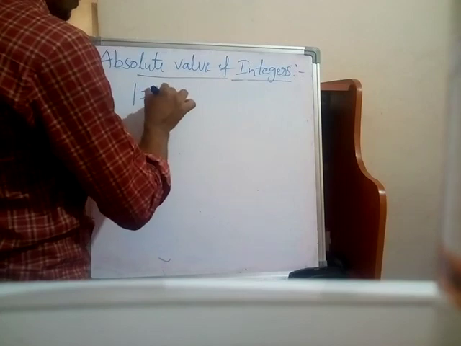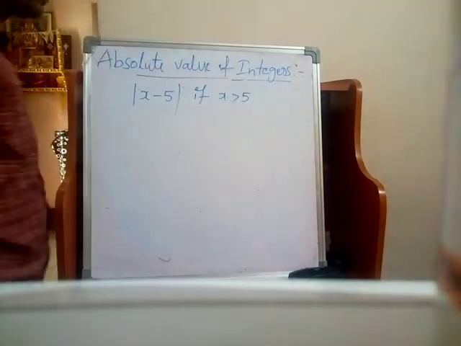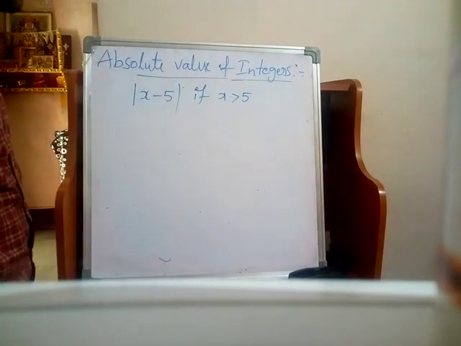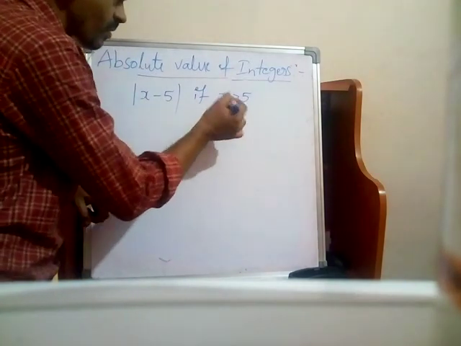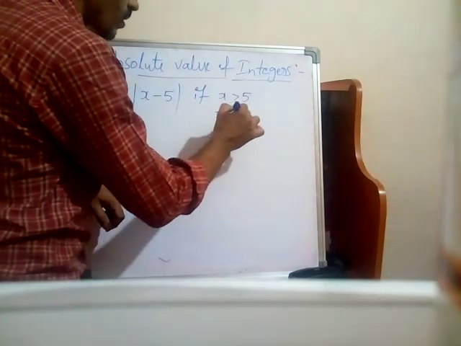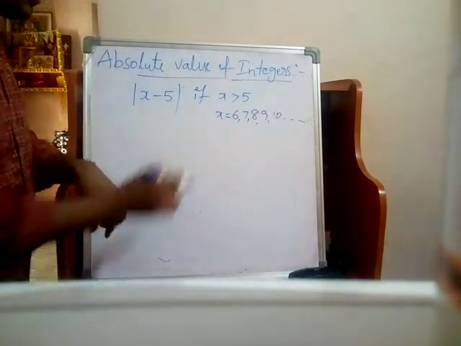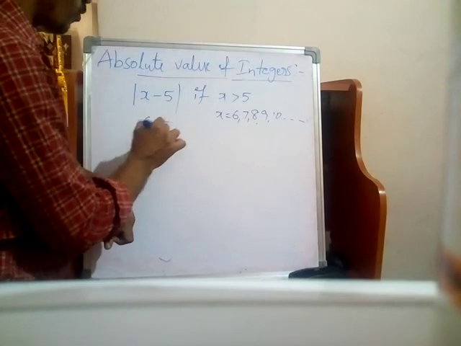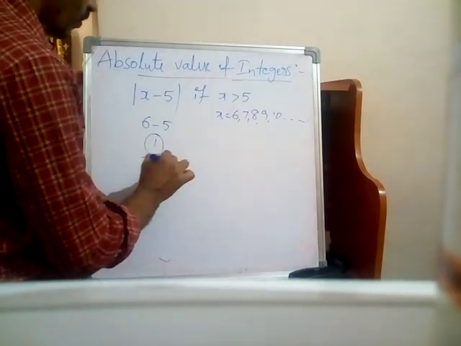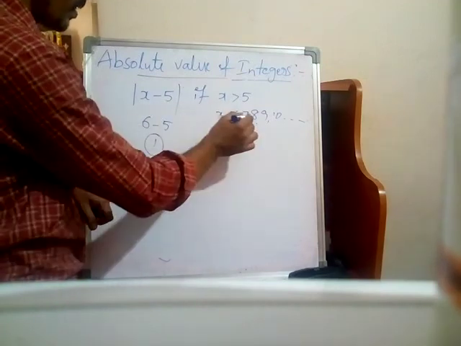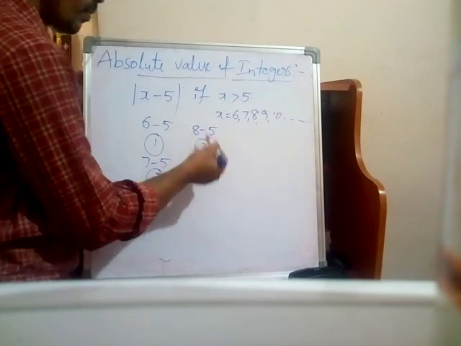Modulus of x minus 5 if x is greater than 5. So what is the answer to this one? X is greater than 5 means what are the x values? X values are 6, 7, 8, 9, 10 like that. If you take 6 minus 5, how much? 1. We get positive only. If you take 7 minus 5, 2, this is also a positive number. If you take 8 minus 5, what is the result? 3. So we get positive numbers only.